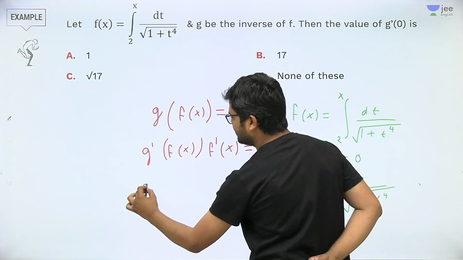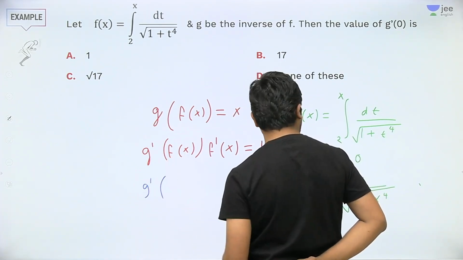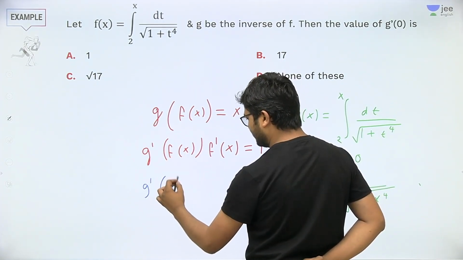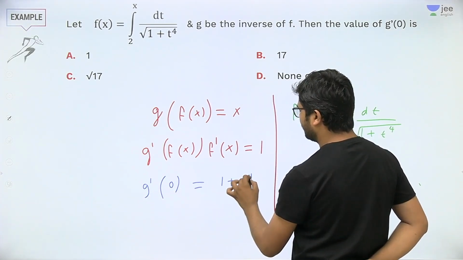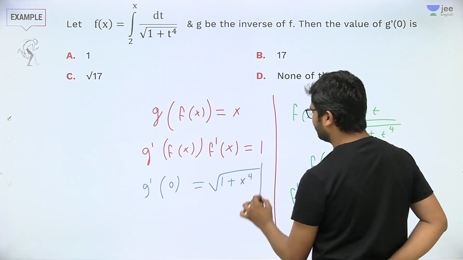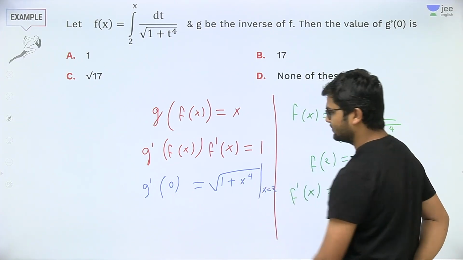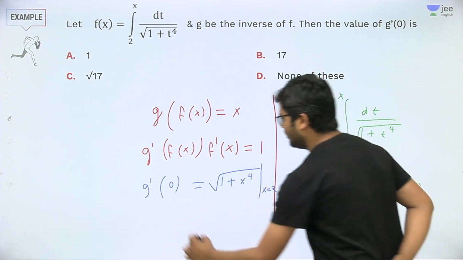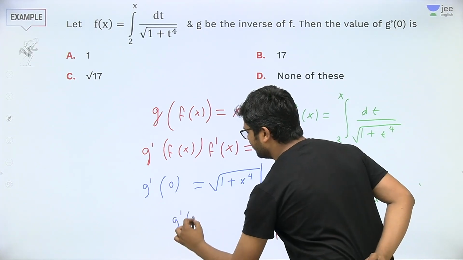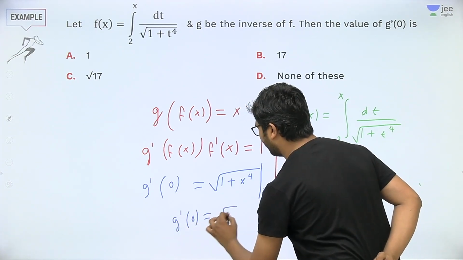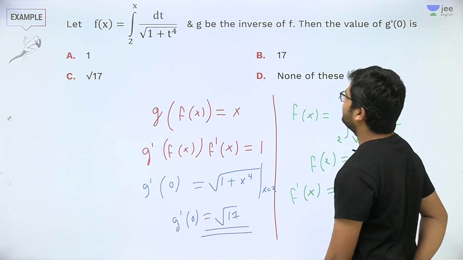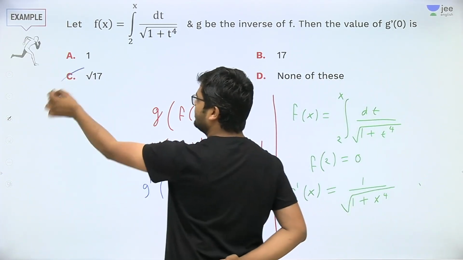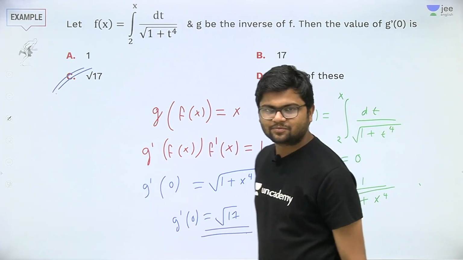g dash of f of x, put x equal to 0, so g dash of 0 will come out to be square root of 1 plus x to the power 4, and you need to put x is equal to 2 here. Got my point? Therefore g dash of 0 will come out to be under root of 17. I hope everybody must have got the answer. Therefore answer will come out to be C for Calcutta.